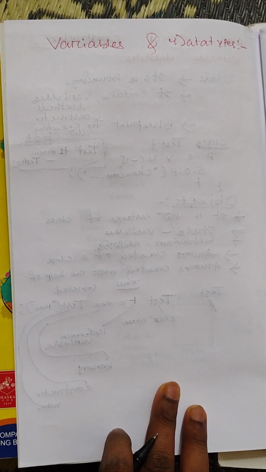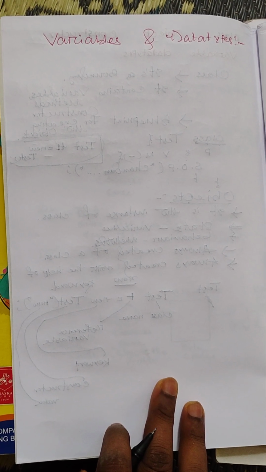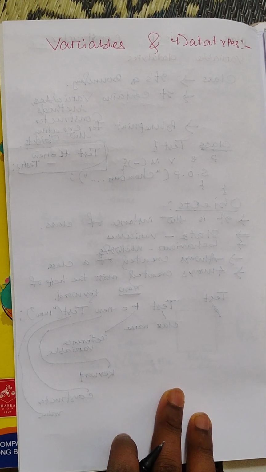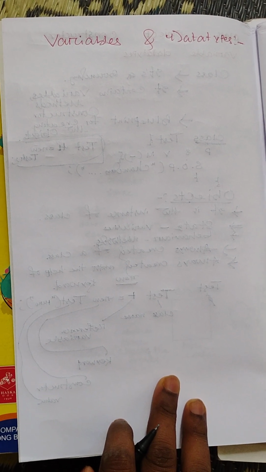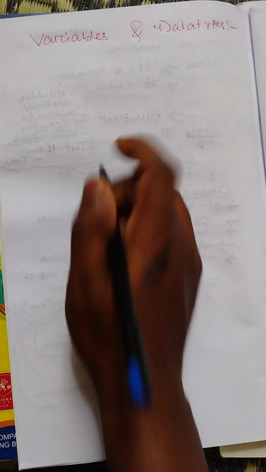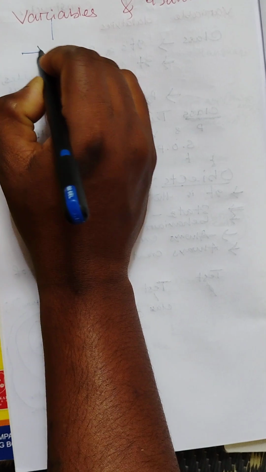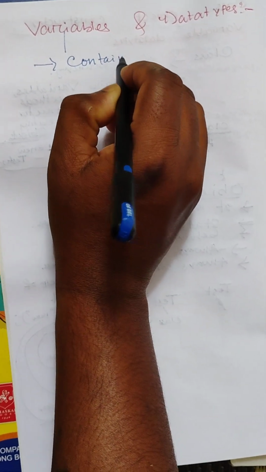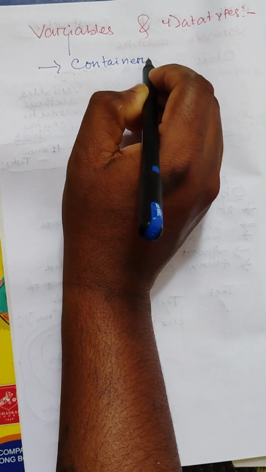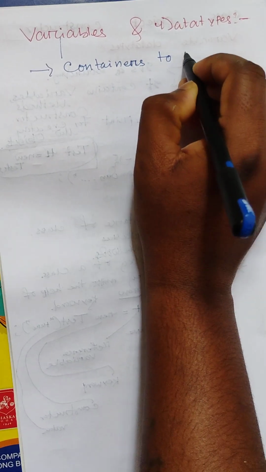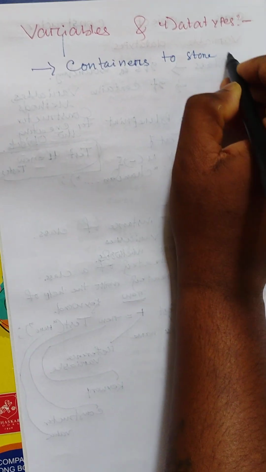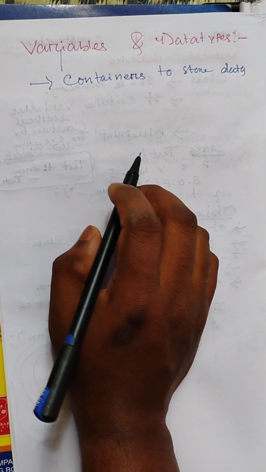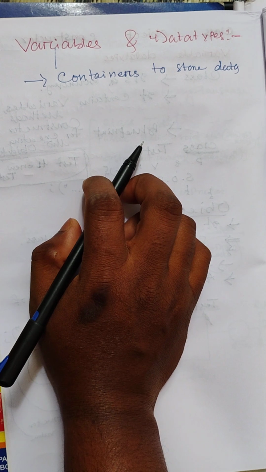So today we are going to start with what are variables and data types. Okay. So what are variables? Variables are the containers to store data. Variables are the container to store data.